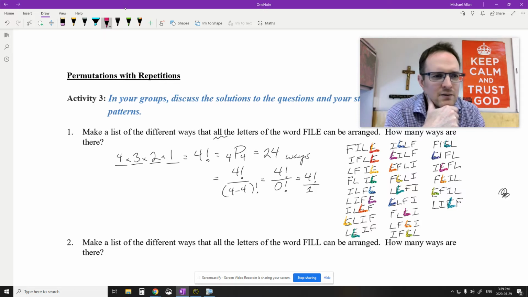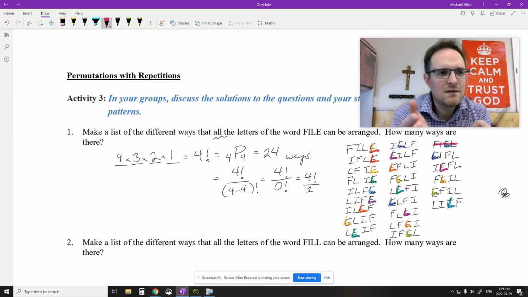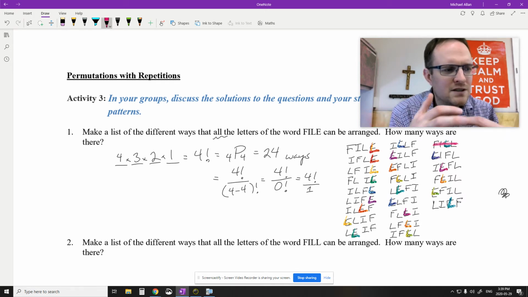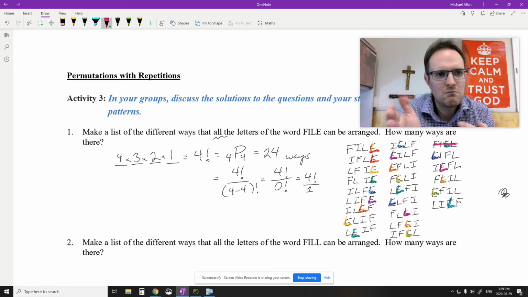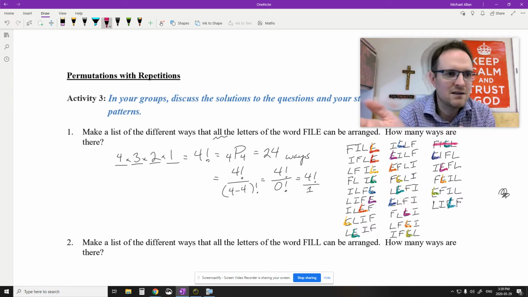So F, I, L, L. I think I have another fill in here somewhere. Here. There's another fill, F-I-L-L. So that one there is being doubled up. So I want unique ways, because if I put down F-I-L-L and then put down F-I-L-L, how do I know which is which? I want all the different ways I'm going to rearrange these letters. If L is being repeated, fill and fill look exactly the same because the L's look exactly the same. So I'm not going to write both of them.